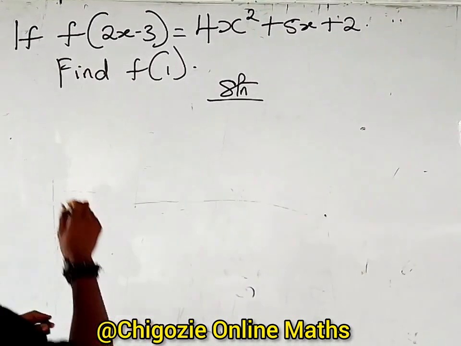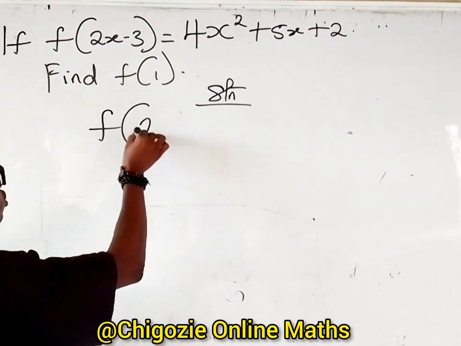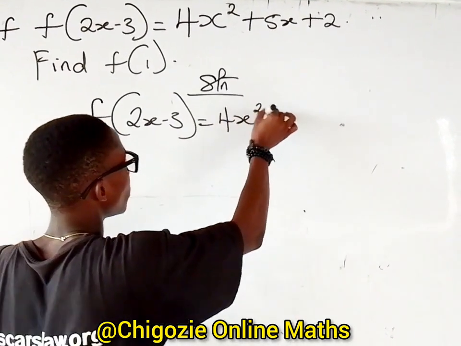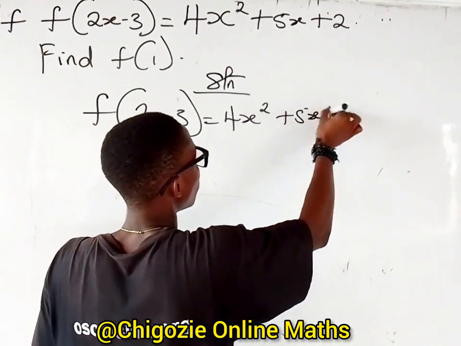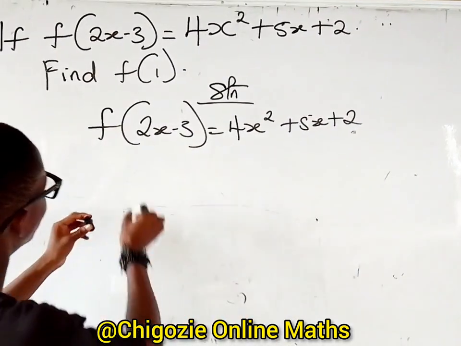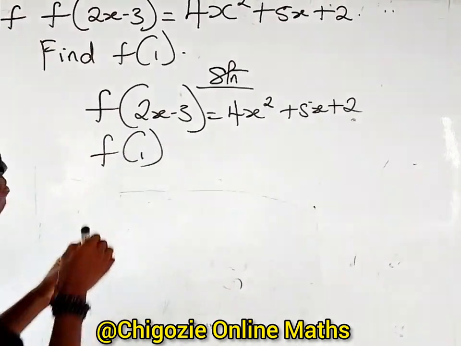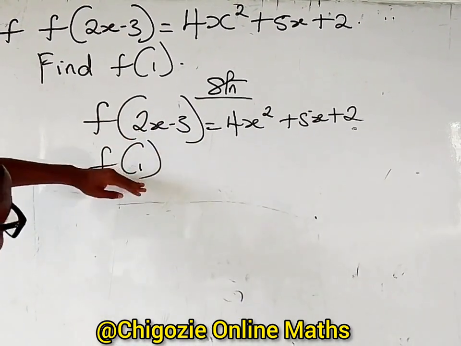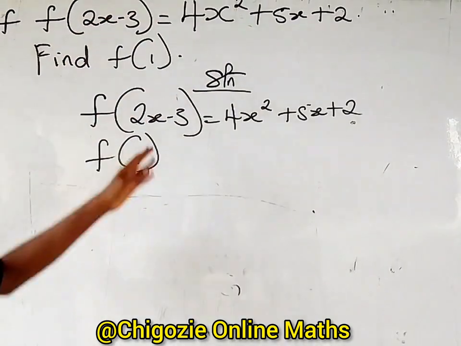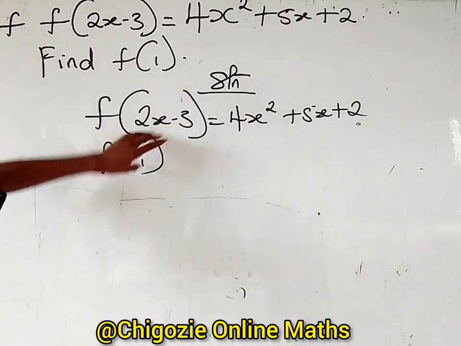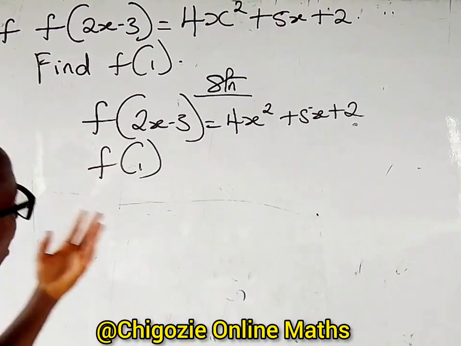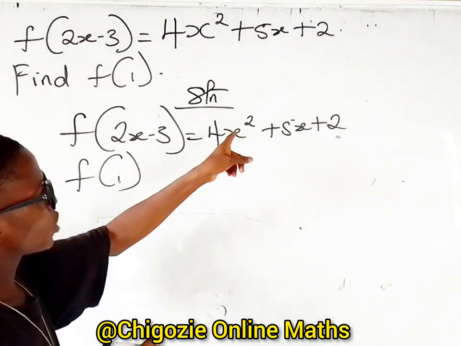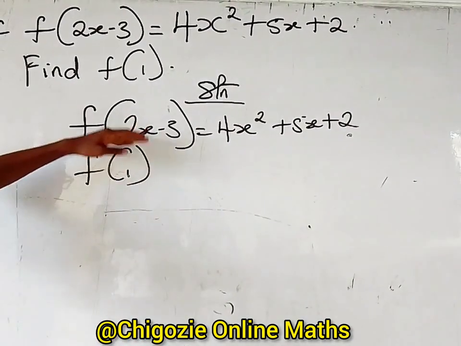Now the question is f of 2x minus 3 is equal to 4x squared plus 5x plus 2. Now the question is find f of 1. If you compare these two, you will see that under this aspect, they removed 2x minus 3 and it starts with 1. So it means that this and this are equal. For me to find f of 1, I'll first of all find my value of x, then I can substitute it here. So these two things are equal.